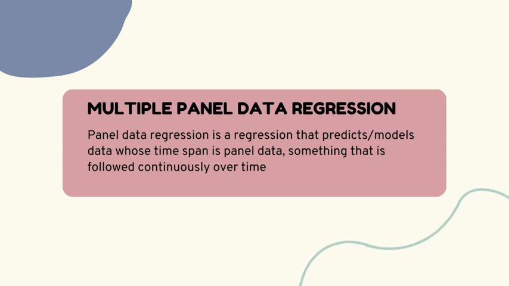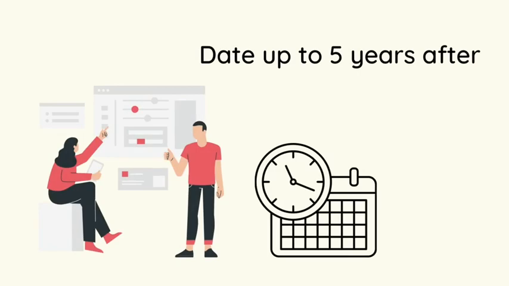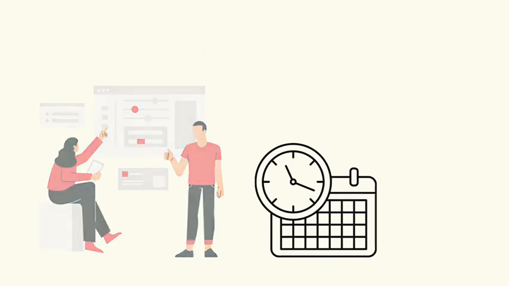Panel data regression is a regression that predicts or models data whose time span is panel data, something that is followed continuously over time. For example, data for 2016, 2017, up to 5 years after. In linear regression of panel data, there is what is called multiple panel data linear regression. This happens if there is more than one independent variable in the regression.